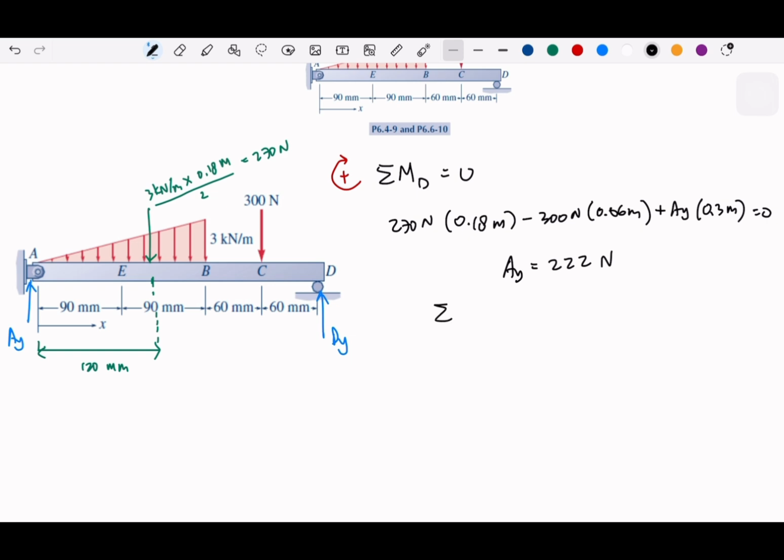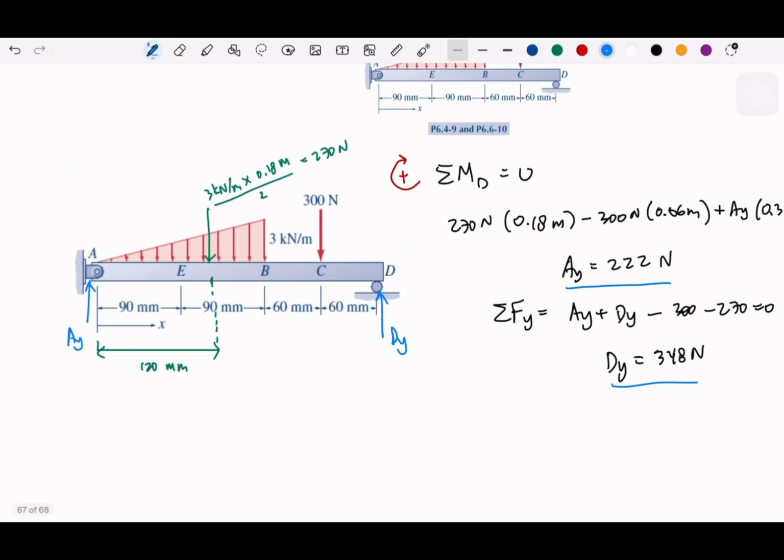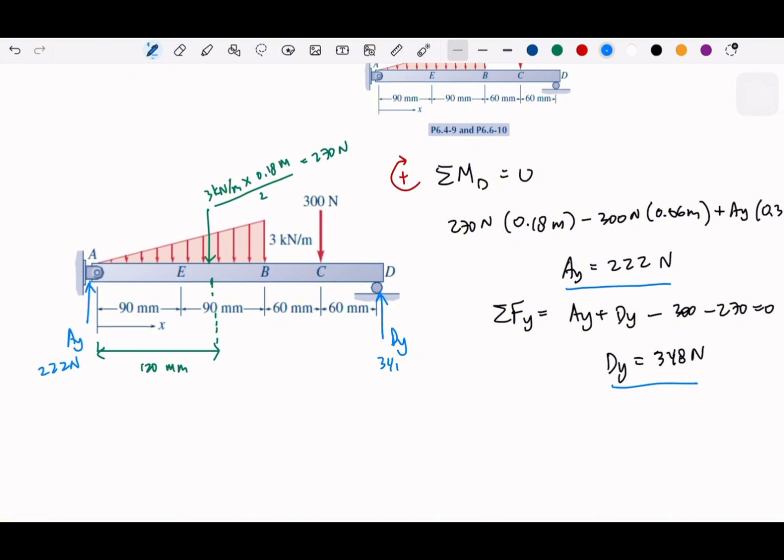And then take sigma F. So we have AY plus DY minus 300 minus 270 is equal to 0. So DY, if we calculate, we get 348 Newton. So we have AY, we have DY. We can write here that this will be 222 Newton, 348 Newton. Okay.